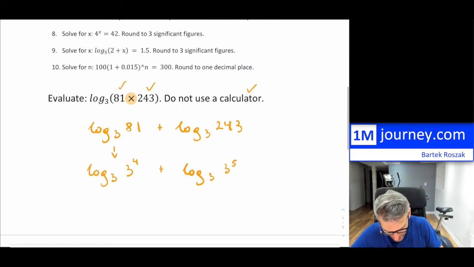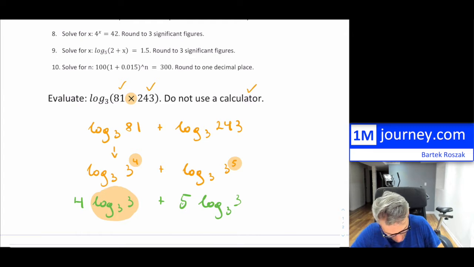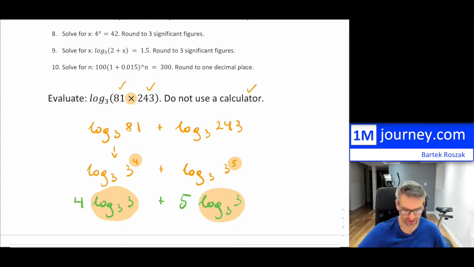And now, from here, you can use that property again. Now, you don't always have to drop this in front like this. At some point, you probably will see that that is the property that you're using. So this really is just 4 times the log base 3 of 3, plus 5 times the log base 3 of 3. And this is equal to 1, and this is equal to 1, again, by the properties. And so therefore, this just simply means this is going to be 4 plus 5, which is 9. And that's the answer to question number 2. And I used those properties to evaluate it.